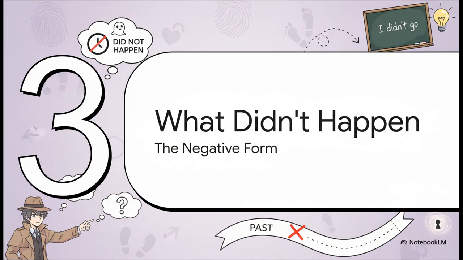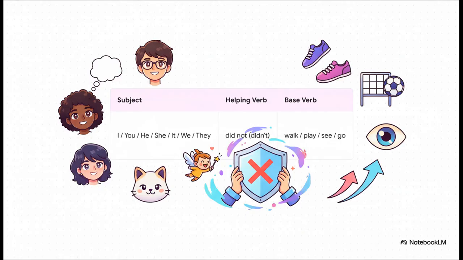You know, knowing what happened is obviously important. But a truly great detective also knows what didn't happen. This is how we start to eliminate suspects and get closer to the truth. Let's see how the negative form helps us build our case. Okay, so to say something didn't happen, we bring in a little helper. The words did not, or as we usually say, didn't.